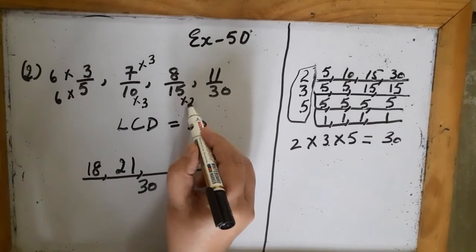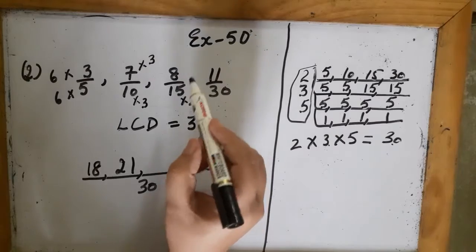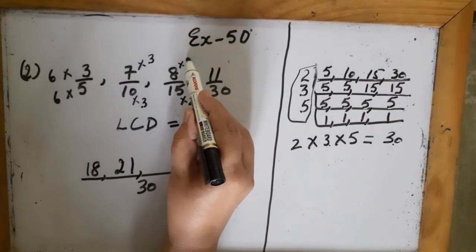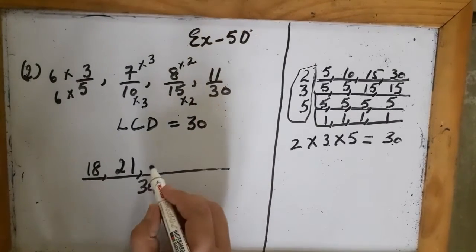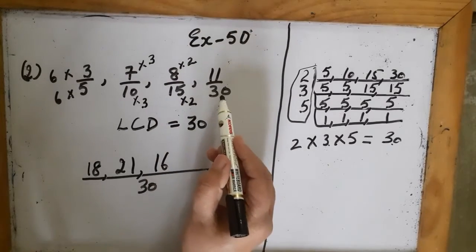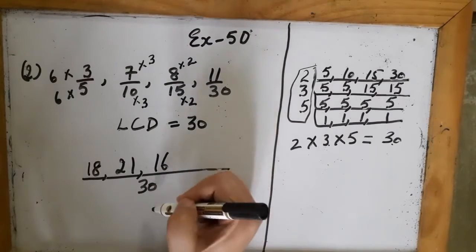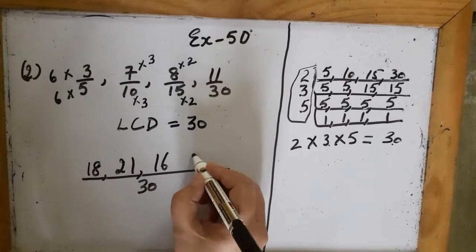Now 15. How can this 15 become 30? If I multiply with 2. 15 2s are 30. So it means the numerator also I'll multiply with 2. 8 2s are 16. Now 30 already is 30 here, so 11 will be the same.